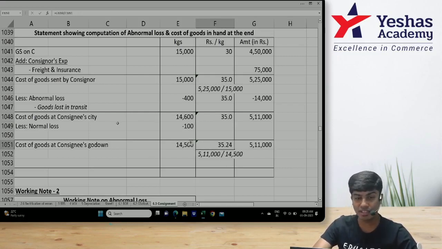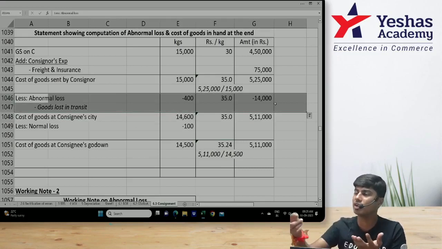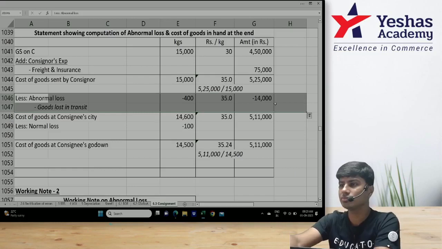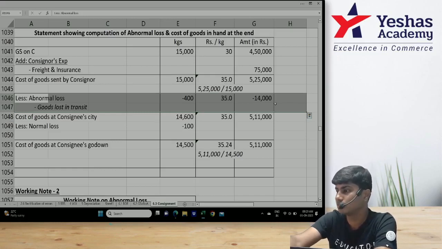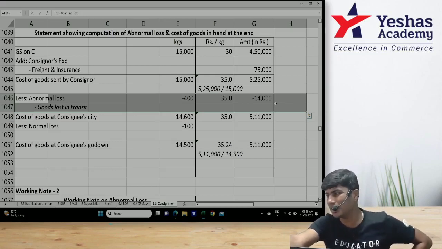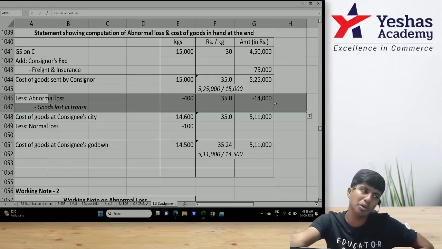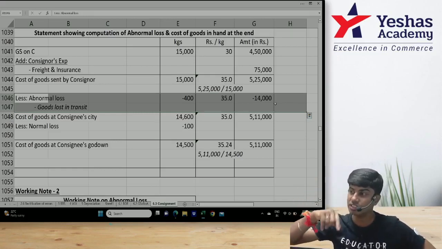If I would have done this first, the rate would have increased and abnormal loss would be recorded at an increased value. For goods that are lost, why do you want to include normal loss in abnormal? Then you are actually computing loss on loss. That value is eaten by good units. Good units should be the units that you receive in the godown, not the units that you lose in transit. However, if one loss is in transit and one loss is in godown, then you will do it that way. If both are happening together, ICA says do abnormal loss first. First A, abnormal loss, then N, normal loss.